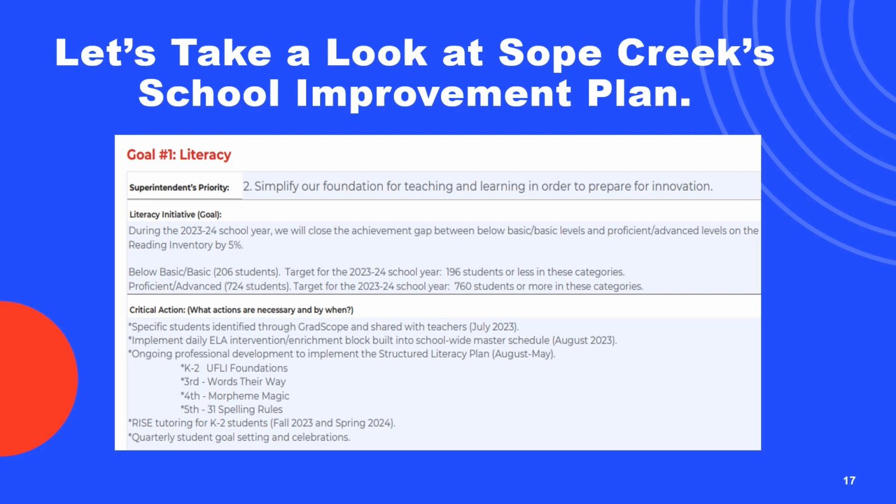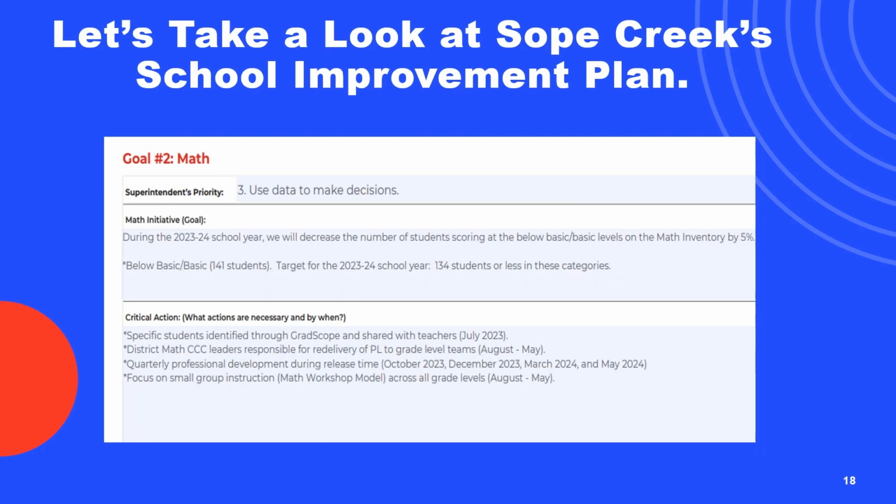Kindergarten through 2nd grade are doing UFLY Foundations, which is phonics. 3rd grade uses a Words Their Way phonics program. 4th grade uses Morphology Magic, which again is another phonics program. And 5th grade is using a spelling program. So all of them are implementing new plans to increase their reading proficiency.